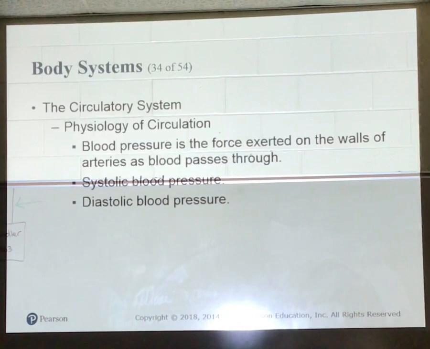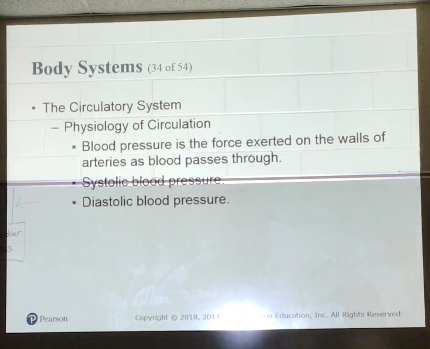The systolic blood pressure is exerted against the walls of the arteries when the left ventricle contracts. Okay, which number is your systolic?